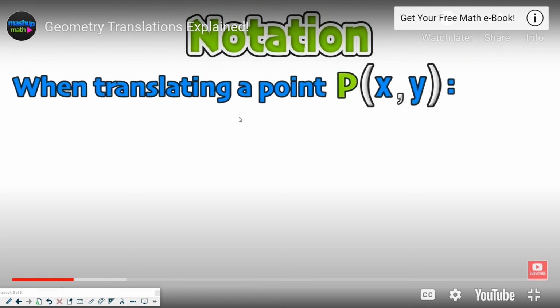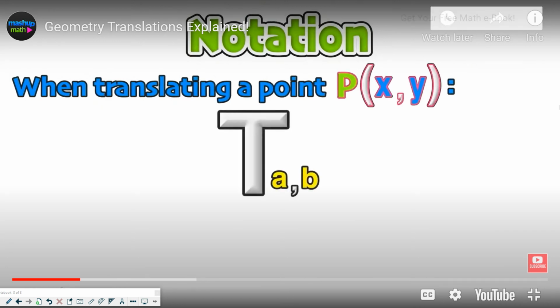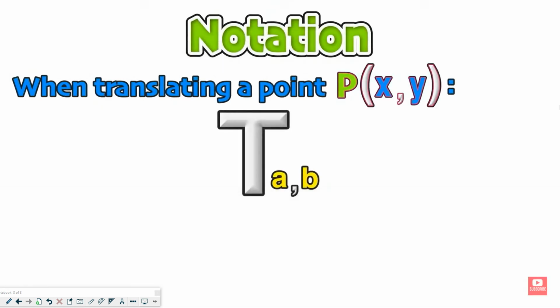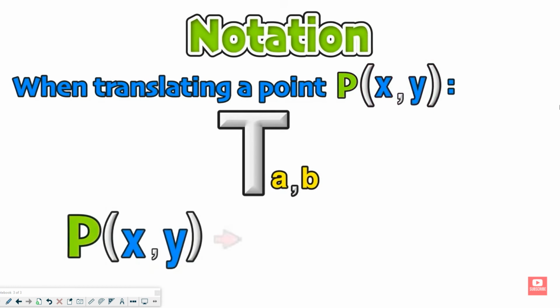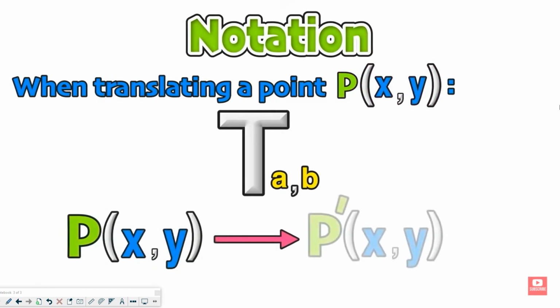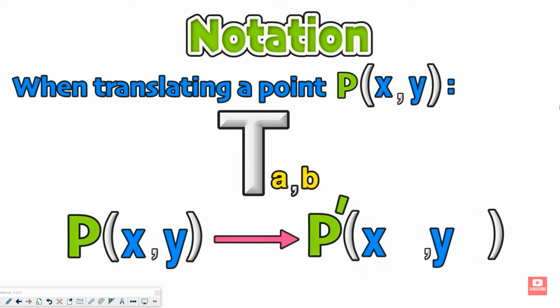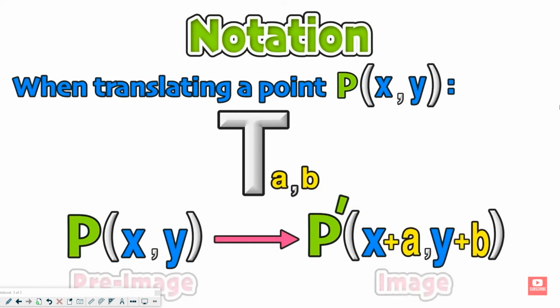When translating a point P with coordinates x, y, we can use the capital T notation. Our point P with coordinates x, y is translated to the new point P prime. Notice that the A and B values correspond with the x and y coordinates of the point P as it's translated to P prime. By applying these values, we can find the coordinates of the image P prime.